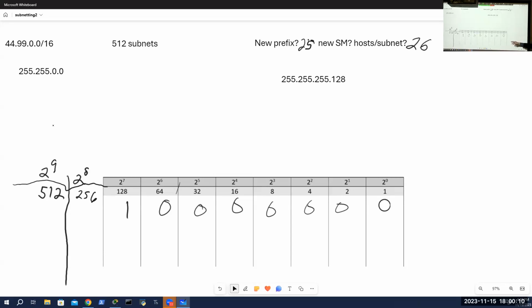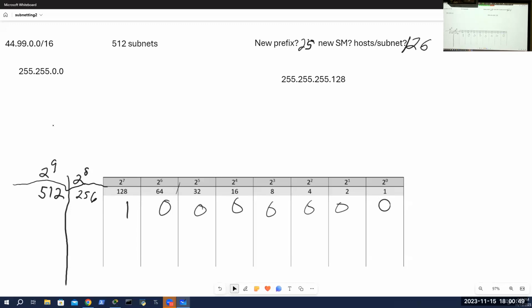And then for the number of hosts, just count the remaining zeros after you've come up with your new subnet mask. However many zeros are left at the end, raise 2 to that power, minus 2, and you get your final number of hosts. I wrote 26, I meant to write 126. Okay, so those are the steps.